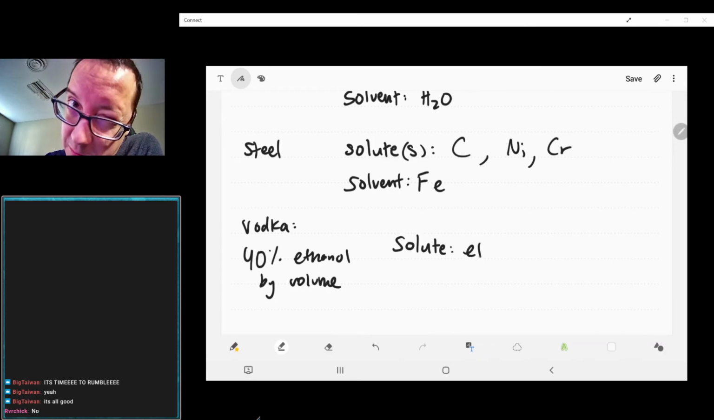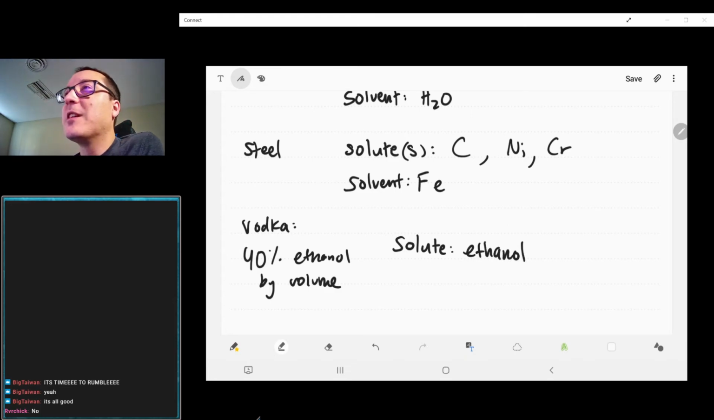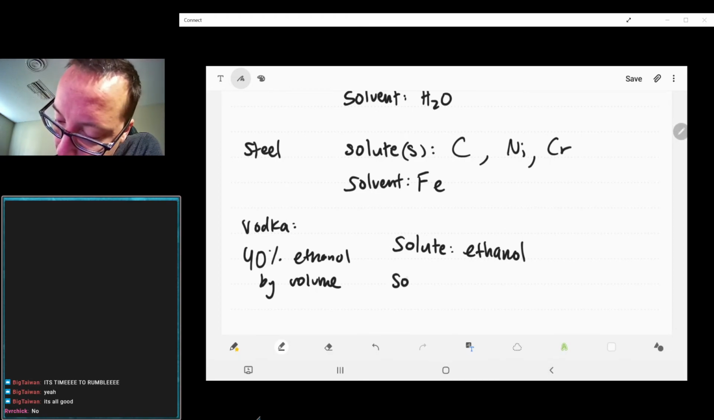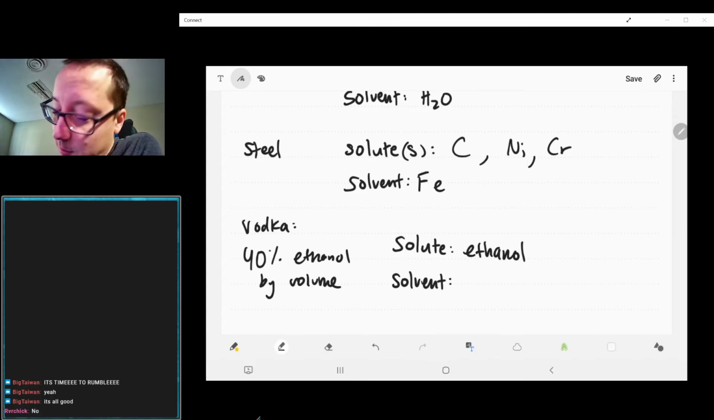You can just trust me. We'll do that calculation later, don't worry. That's always a fun one, to calculate the freezing point of vodka. So you can see why it doesn't freeze in your freezer. That's something we'll probably hit next week, though. The solvent, of course, will be water, just like before.